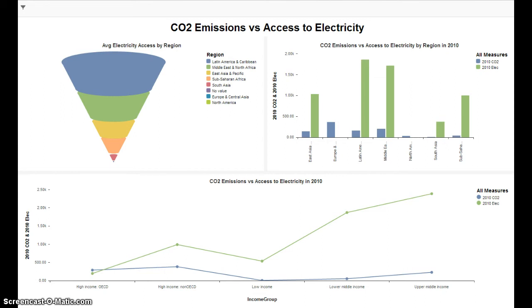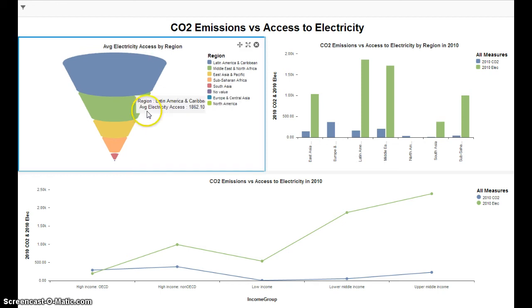Next, we have our fourth storyboard, which presents the relationship between CO2 emissions and the access of electricity within a specific region and income group. For our first graph on this storyboard, we have created a funnel graph depicting the average amount of electricity access within a region, as well as hovering the cursor over specific colors on the funnel. There is a key to the right-hand side showing the region and its corresponding color.